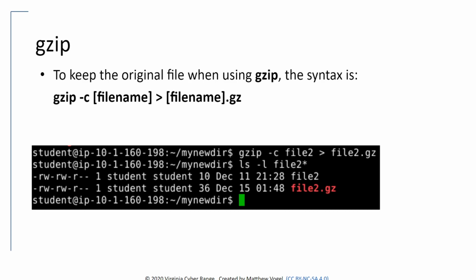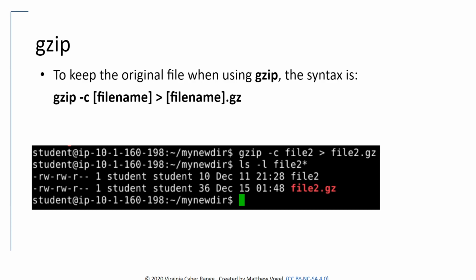Okay, gzip. To keep the original file when using gzip, the syntax is gzip -c file name, and then your greater than symbol, and then you give it a file name.gz. So if you want to keep the original file, you don't want it to be just contained in the zip, then you can add these options when you do your gzip command. There's usually always multiple ways to do things in Linux. It just depends on what you're actually wanting to do.